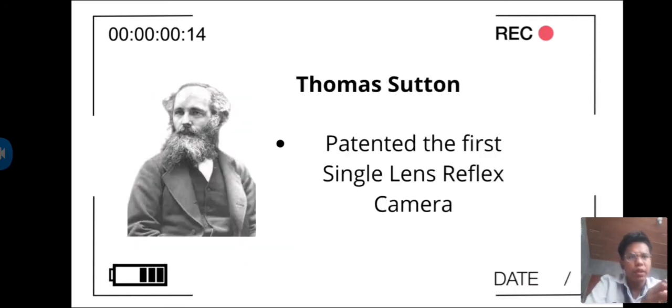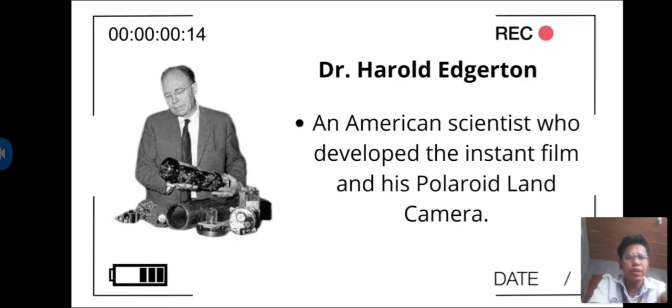Okay, next one is Thomas Sutton. He patented the first single lens reflex camera, also called the SLR. Next one is Dr. Edwin Land, an American scientist who developed the instant film and his Polaroid Land camera. Ano nga bang Polaroid Land camera? Polaroid Land camera, okay, ito yung camera na wherein pag nag-take ka ng pictures, automatically or instantly ilalabas nya yung product. Okay, meron dun sa baba niya, may parang butas dun na pa-straight, tapos dun niya ilalabas yung photograph, kaya tinawag siya na instant film.